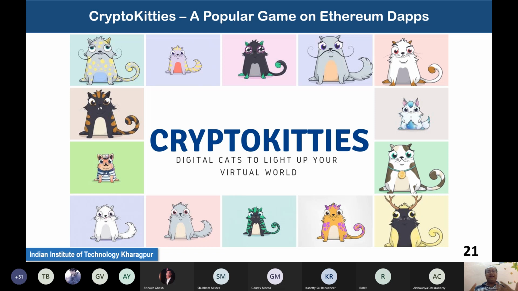Similarly, whenever you are making certain changes in the cat, say for example, you are putting a necklace on the cat, that kind of thing is getting updated as a state in the corresponding blockchain.